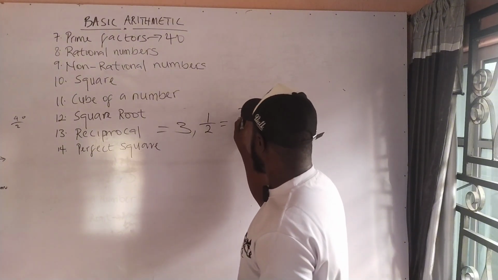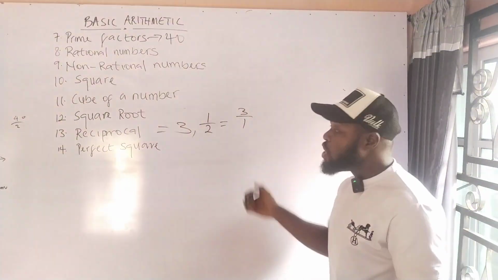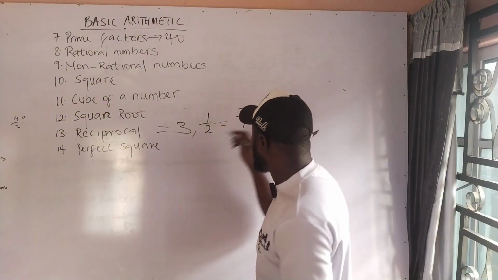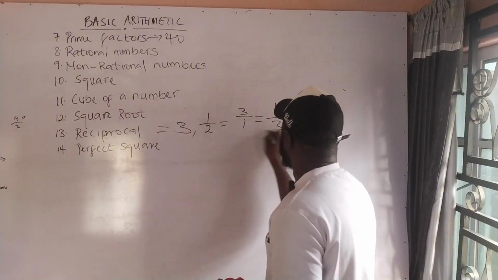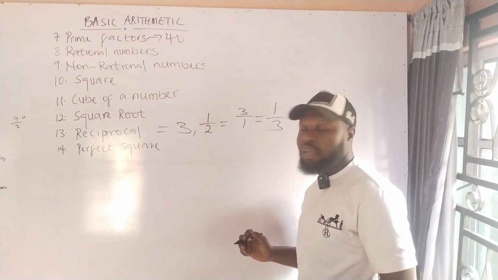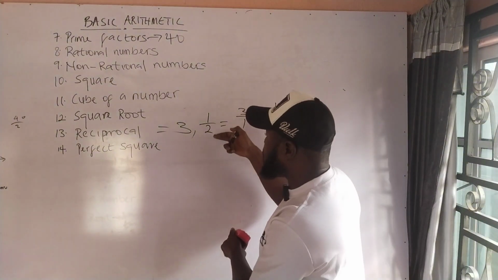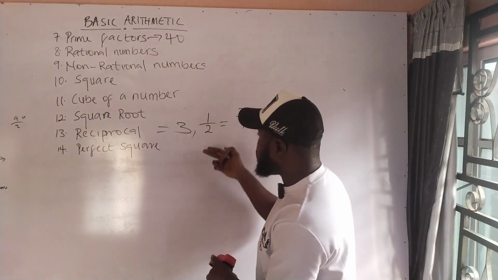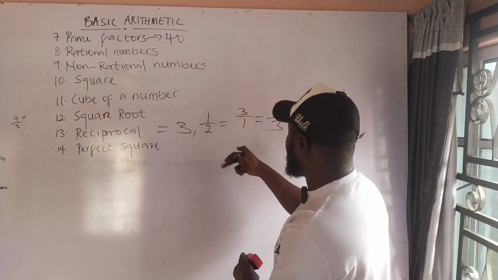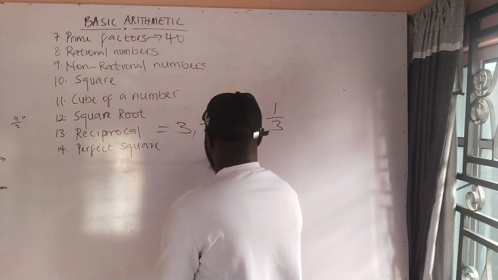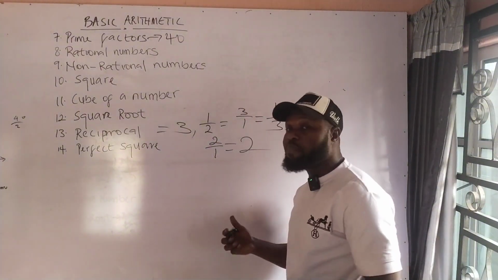This is 3. And 3 means 3/1, right? If you are to find the reciprocal of 3 now, then it becomes 1/3. You are being asked to find the reciprocal of 1/2. If you are to find the reciprocal of 1/2 now, it becomes 2/1, which is equally 2. It's as simple as that.